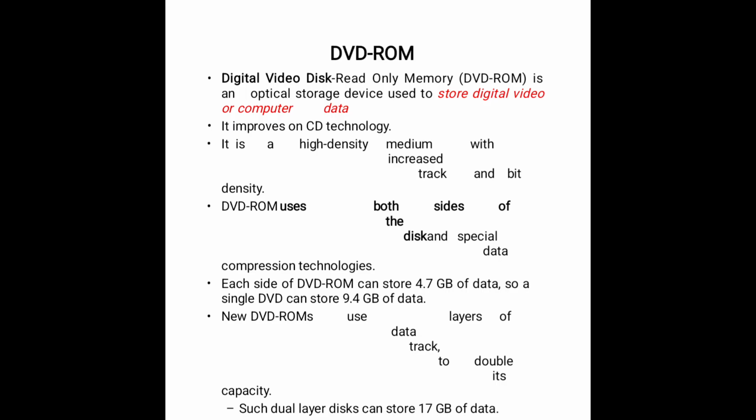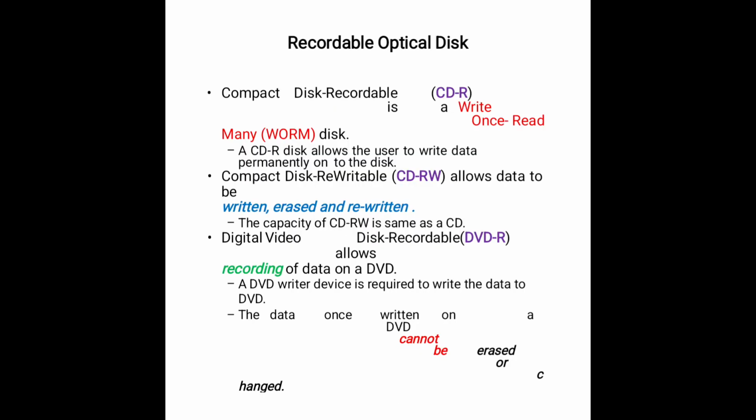So a single DVD can store 9.4 GB of data. New DVD-ROMs use layers of data track to double the capacity. Such a dual layer disk can store 17 GB of data. This is an example of a DVD disk.